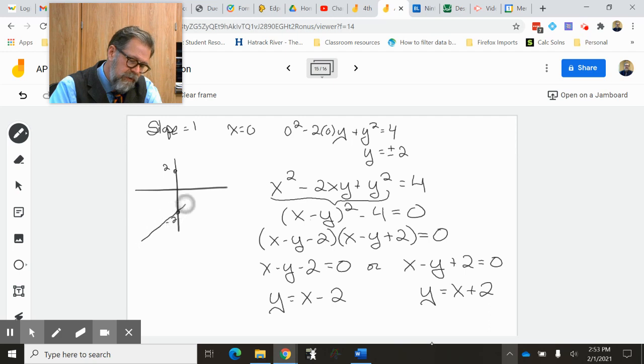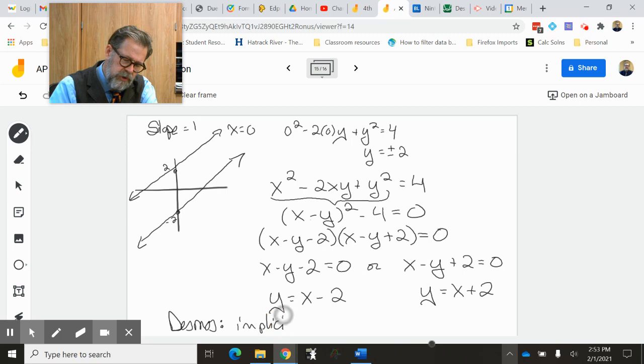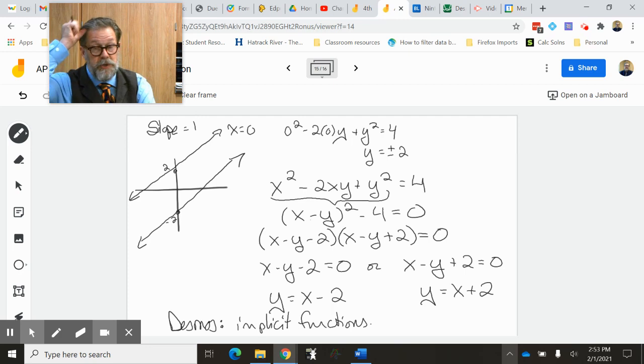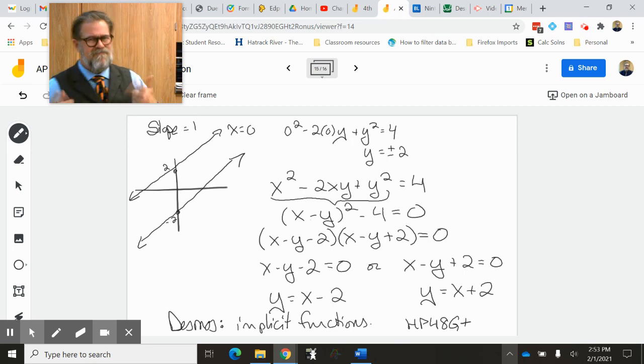The graph of this function is the combination of these two lines. If you're interested, you can go to the desmos.com graphing calculator, and it allows you to plug in implicit functions. If you ever had an opportunity to spring for an HP 48G Plus calculator, it also allows you to graph implicit functions. The TI-84 doesn't have that option. I will say the TI-84 is generally a more useful calculator, however.